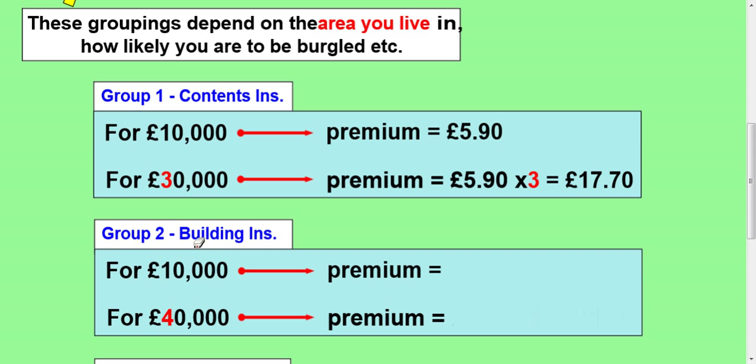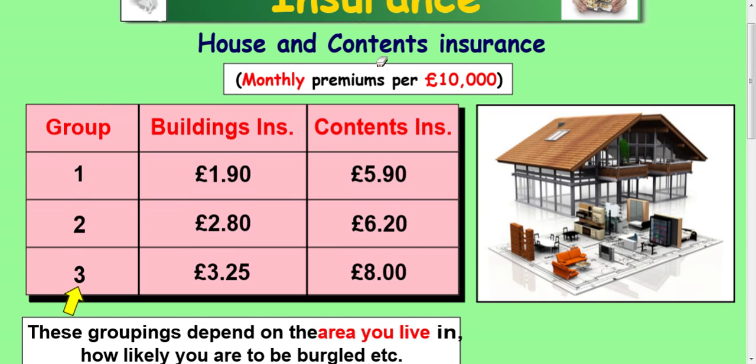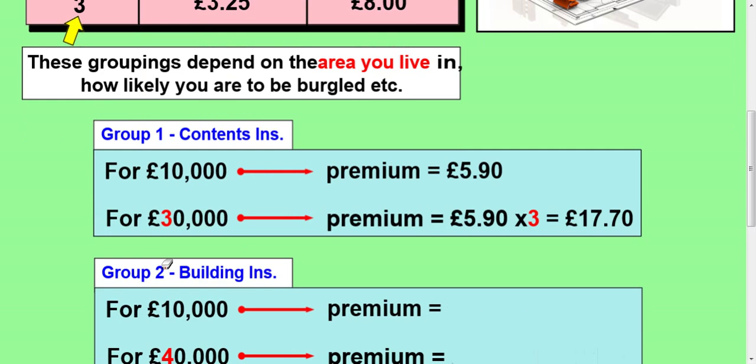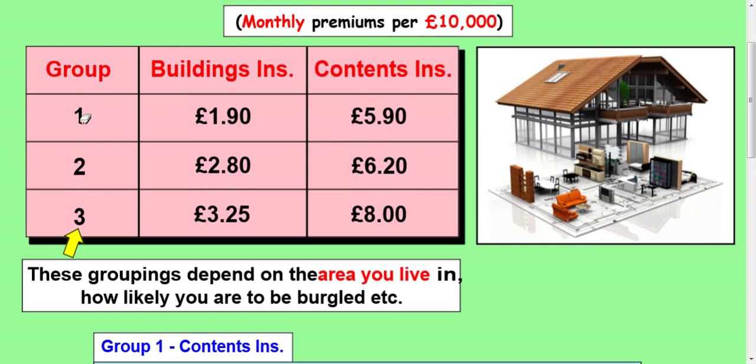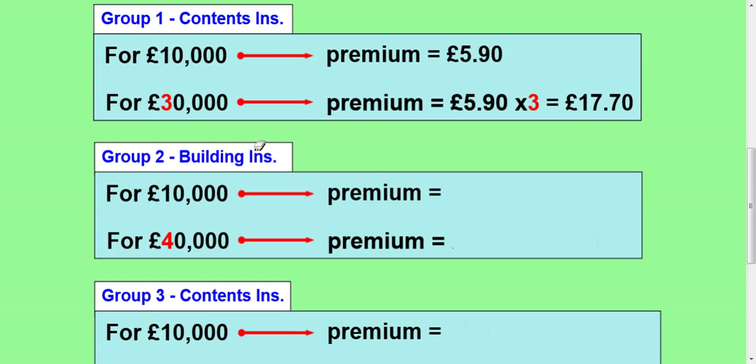Let's look at Group 2 buildings insurance. Okay, so the first thing you want to do is calculate it for £10,000, because it says up here premiums per £10,000. So it's Group 2 and it's buildings. So let's go to Group 2 buildings. That would be £2.80. So for every £10,000, it's going to cost you £2.80. I want to know what it's going to cost for £40,000, which is 4 lots of that, isn't it? So £2.80 times 4, get your answer.